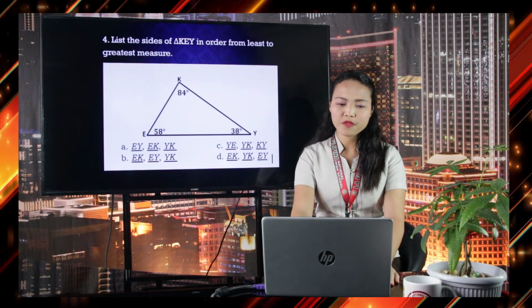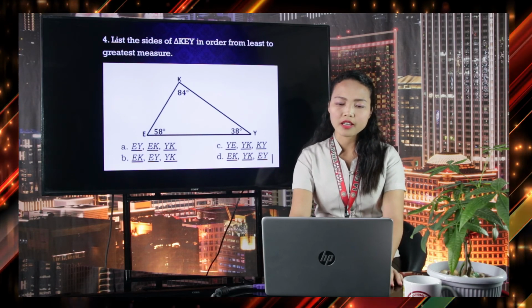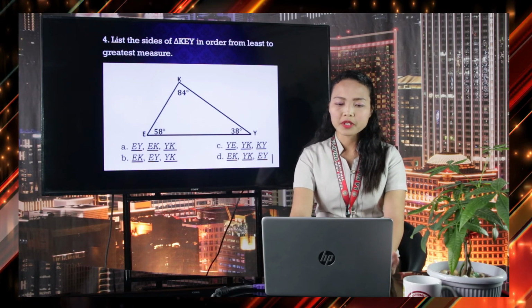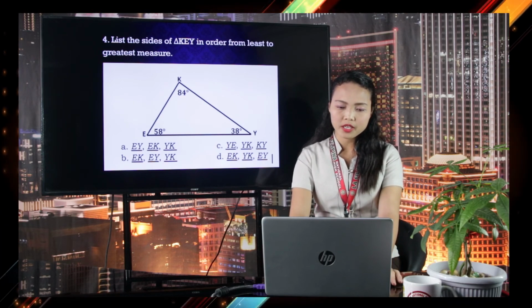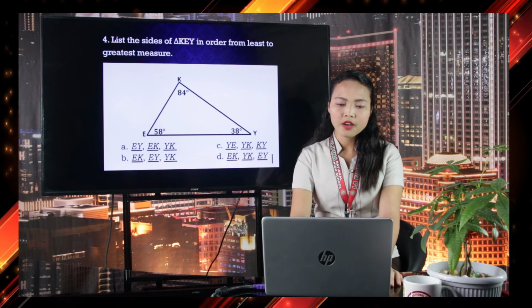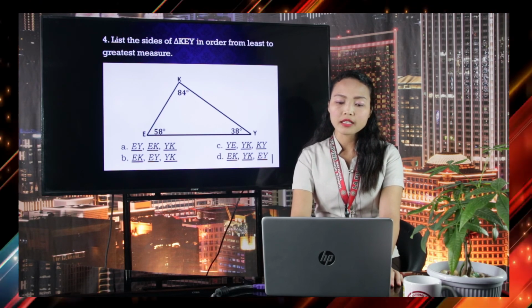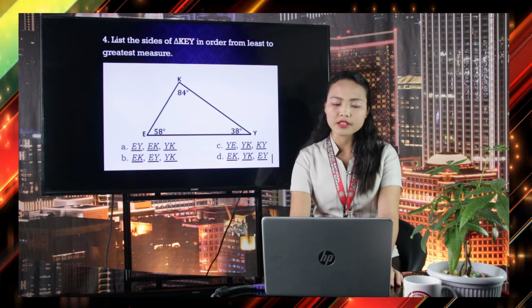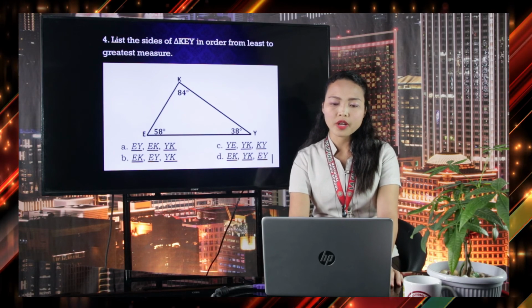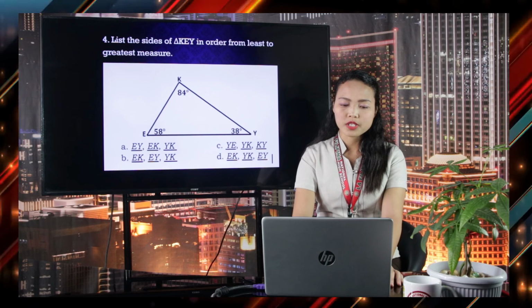Okay, next, number 4. List the sides of triangle KEY in order, from least to greatest measure. So we have here triangle KEY. For angle K, we have 84 degrees. Angle E, 58 degrees. And angle Y is 38 degrees. So you're going to arrange this from least to greatest measure. So what's the correct answer?